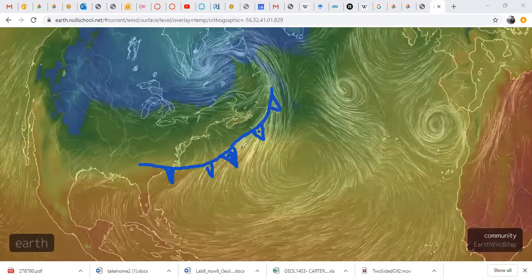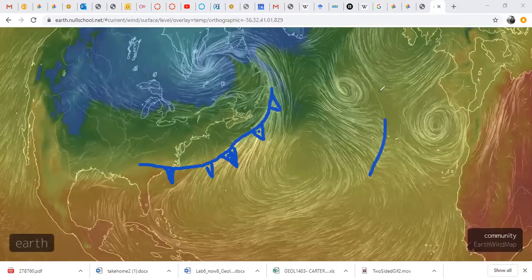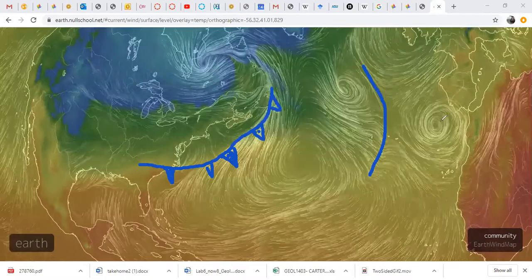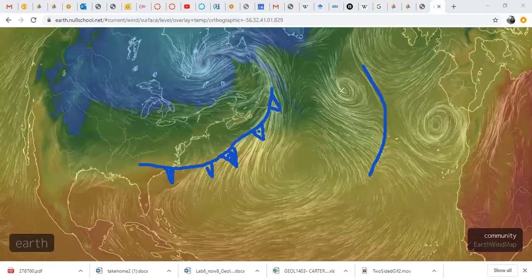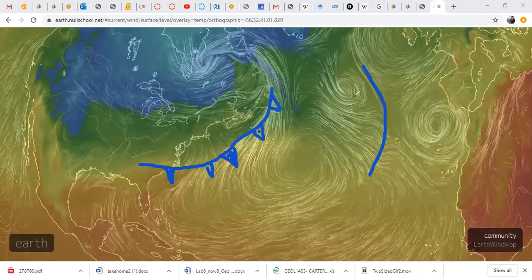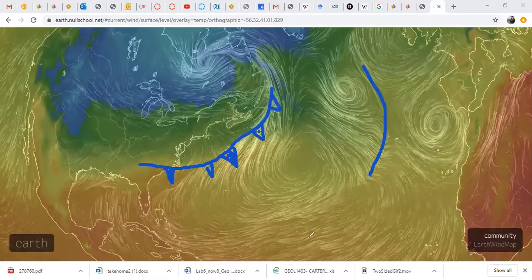Cool. That's what frontal boundaries look like. In fact, you can also see there's another little front sweeping across the Atlantic right here. Other things to look for are counterclockwise swirling of air in the northern hemisphere or clockwise air in the southern hemisphere. That'll tell you you have low pressure and wet weather. That'll be a dead giveaway.